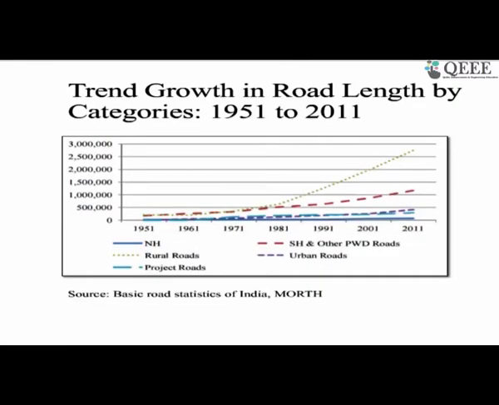If you see the trend, initially all types of roadway were developing at almost the same pace. However, as we went beyond 1971 or 1981, we started focusing on rural roads, and rural road development improved drastically, and that is the green line you can see in this graph. That is how the improvement started, and then the state highways and others.